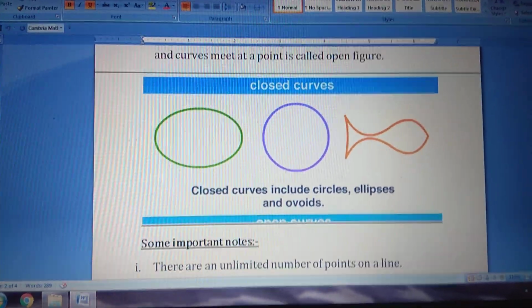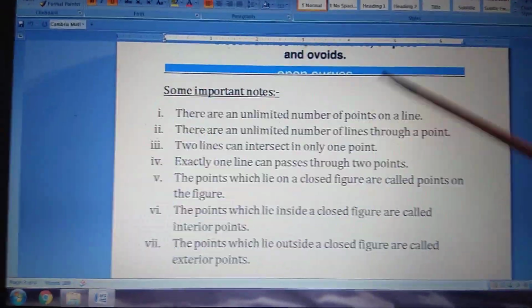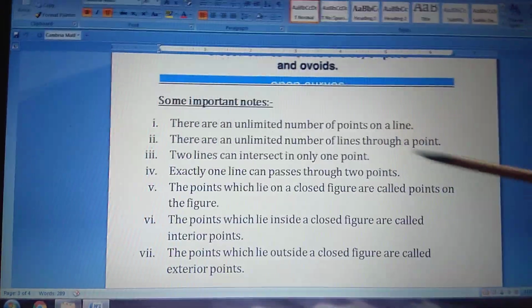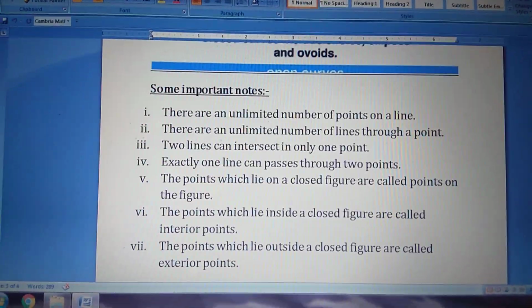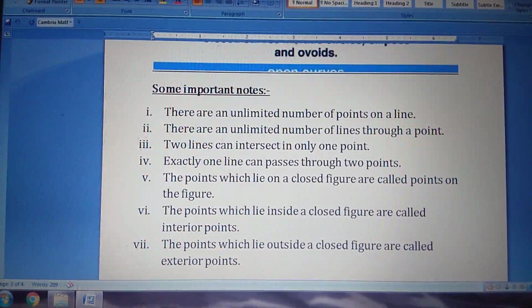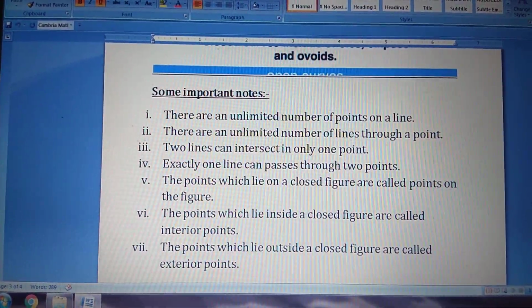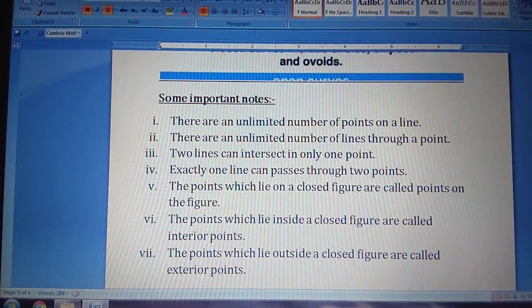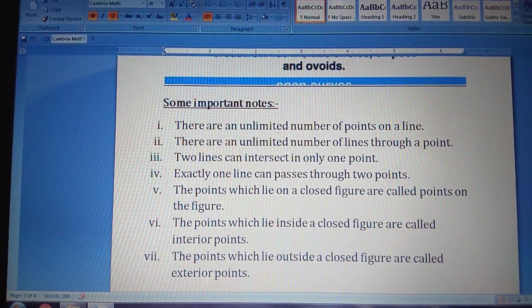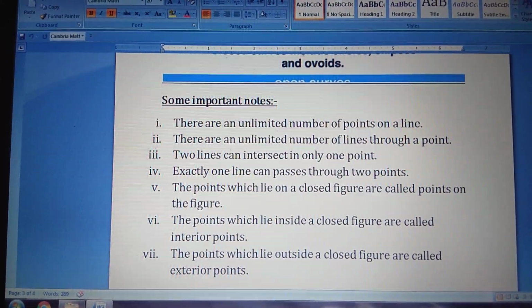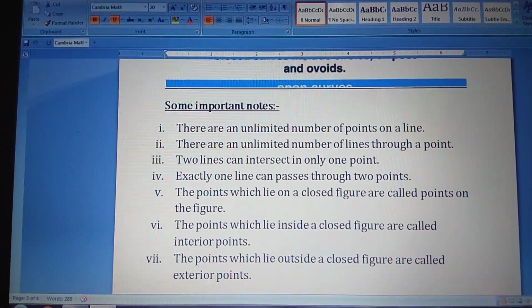Okay. Now some important points related to this chapter. What are those? Look at here very nicely, because these statements may come as true or false. Sometimes you may have to give reasons also, or it may come as fill in the blanks also. So always remember these points. There are unlimited number of points on a straight line. That means a straight line is formed by joining unlimited, meaning infinite, uncountable number of points. There are unlimited number of lines through a point. Through a point, we can draw uncountable number of lines.